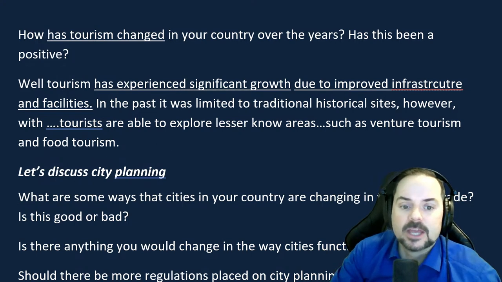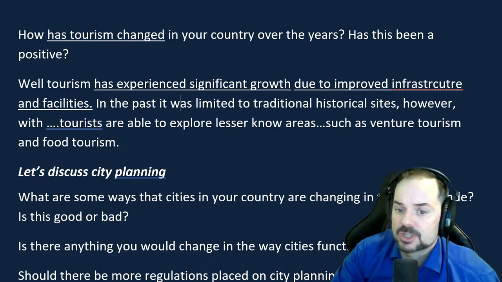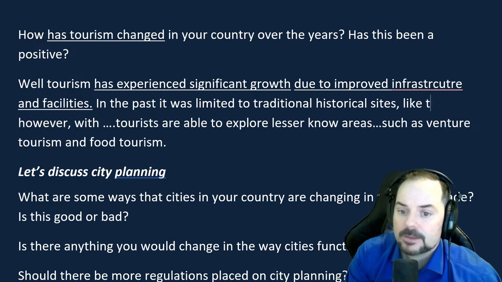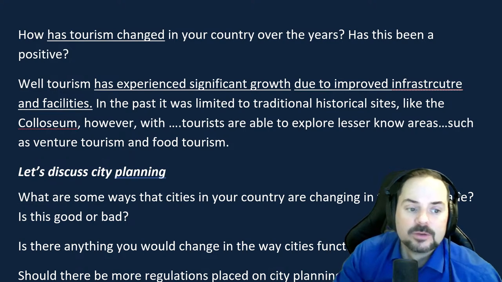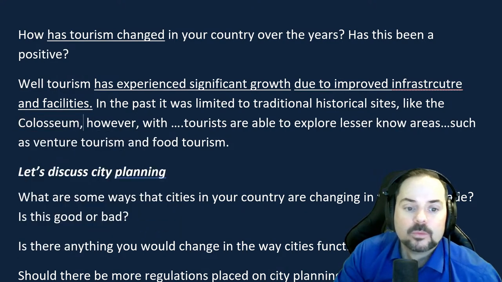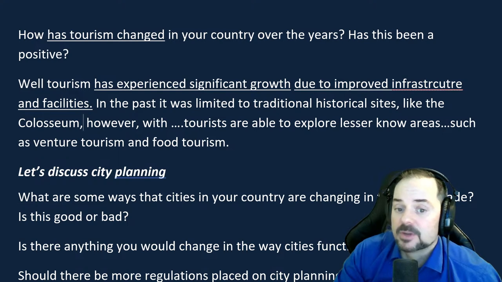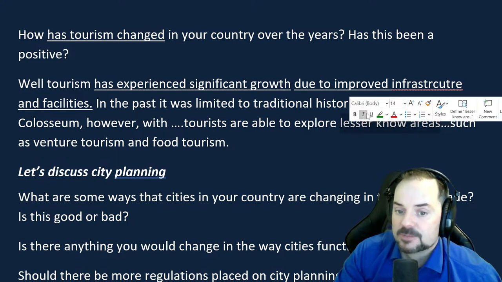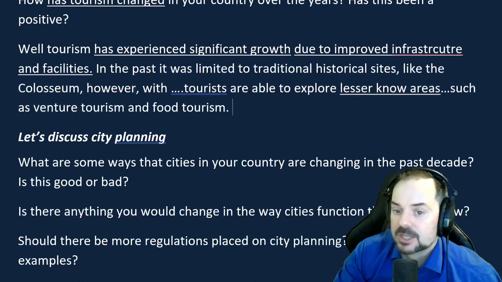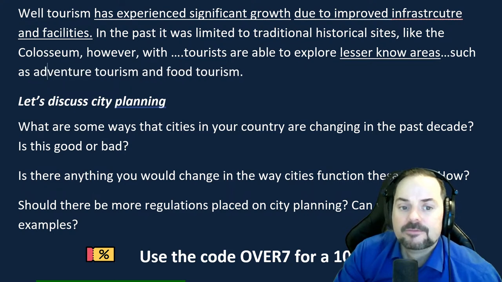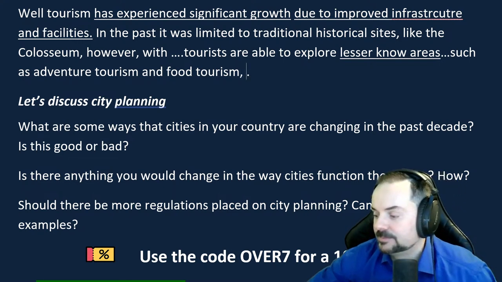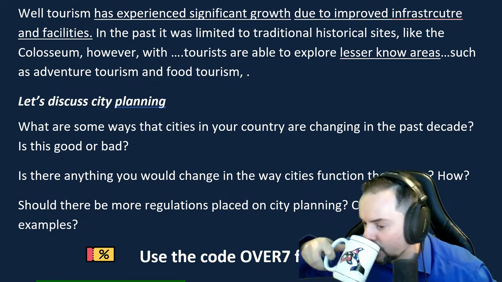So when you say in the past it was limited to traditional historical sites like the Colosseum, however, it was a nice however there, with tourism these days, they're able to explore lesser known areas. By the way, it's a very nice piece of English vocabulary, lesser known areas. And then you said, I think, such as adventure tourism and food tourism. What would be a quick example of food tourism? Food tourism, for example, there are many dishes that you can savor in the south of Italy.